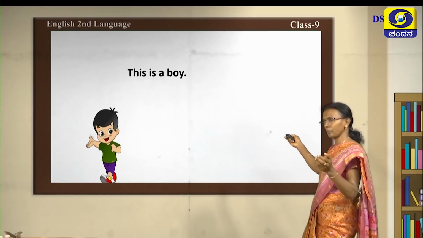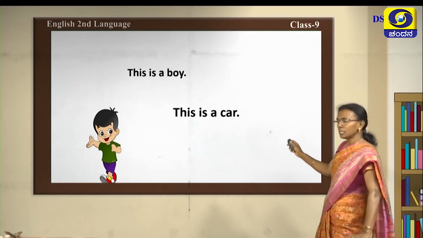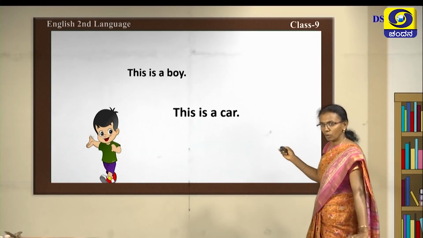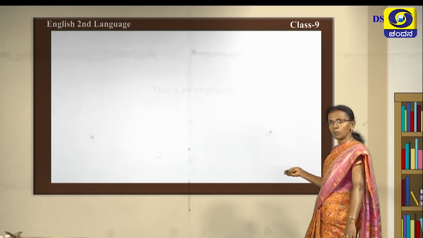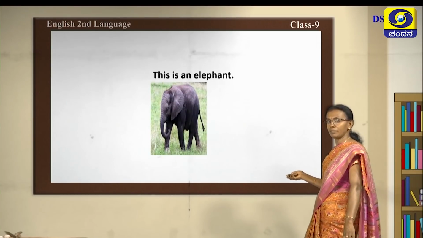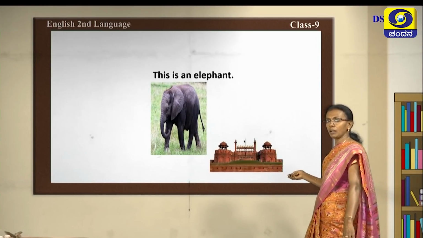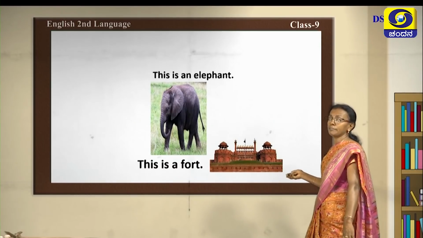This is the boy. And now you can see this is a car. Where is the car? See there, this is the car. And now this is an elephant. And here this is a fort.